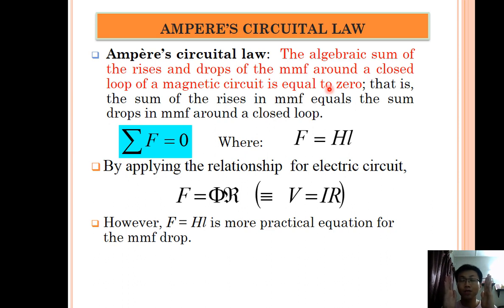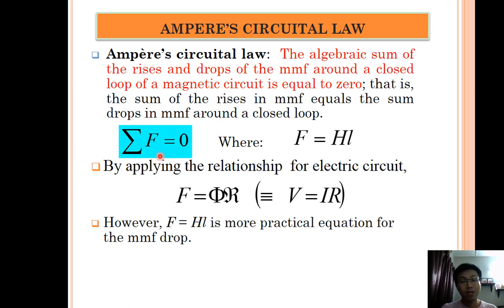It is the principle of conservation of energy. It must be the same. One rise, one must be dropped. And this is the sum of the rises in MMF. MMF means magnetomotive force, equal to the sum of the drops in the MMF around the closed loop.